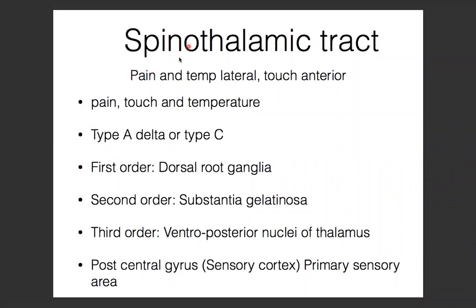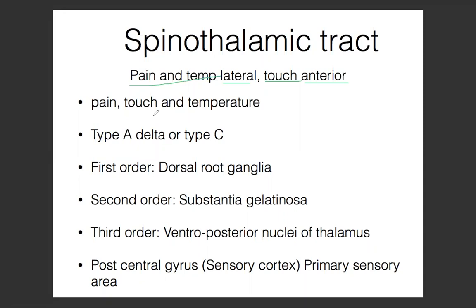But the spinothalamic itself we divide it into more. We divide it into lateral spinothalamic and anterior spinothalamic. The lateral spinothalamic is for pain and temperature, while the anterior spinothalamic is for touch. So the spinothalamic itself we divide into lateral and anterior. The lateral is for pain and temperature while the anterior is for touch.